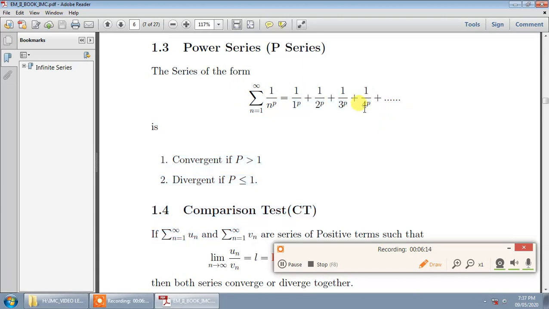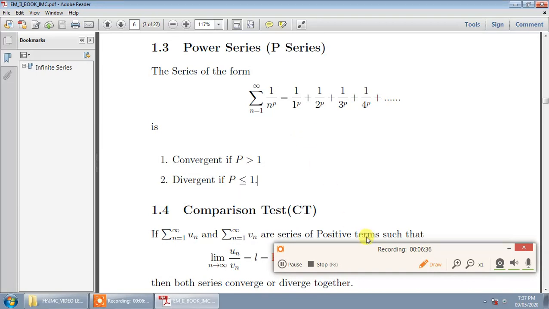Now see, this P series will converge or diverge depending on the value of p. If the value of p is greater than 1, then it is convergent, and if it is less than or equal to 1, so even if it is equal to 1, then the series is divergent. So p greater than 1 convergent, p less than or equal to 1 divergent. So let us have an example of a P series.